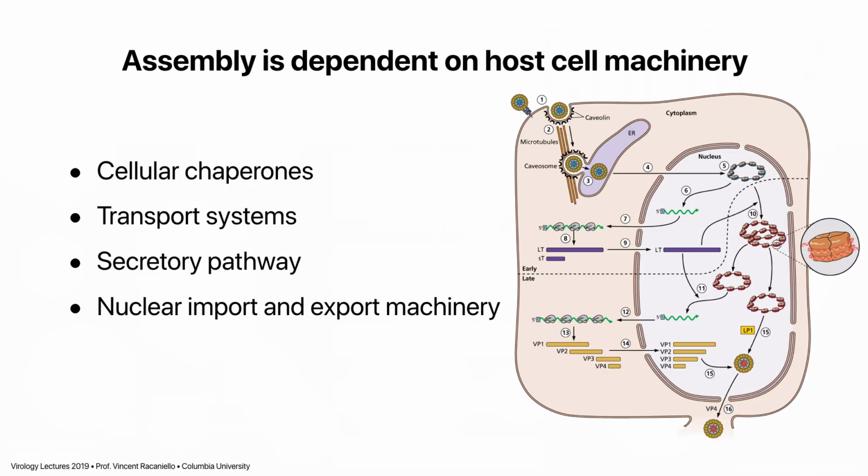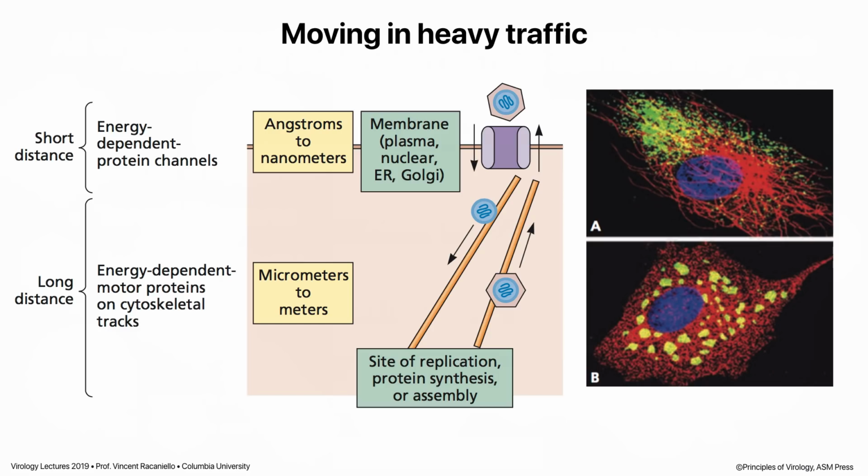Secretory pathway is very important for enveloped viruses, as we'll see, and nuclear import and export machinery. Many viruses are assembled in the nucleus, not all of them, but many of them are, and they have to get components in and then back out again. So the import and export machinery, which governs how things move in and out of the nuclear pores, is very important. These are just a few of the things that are needed for assembly.